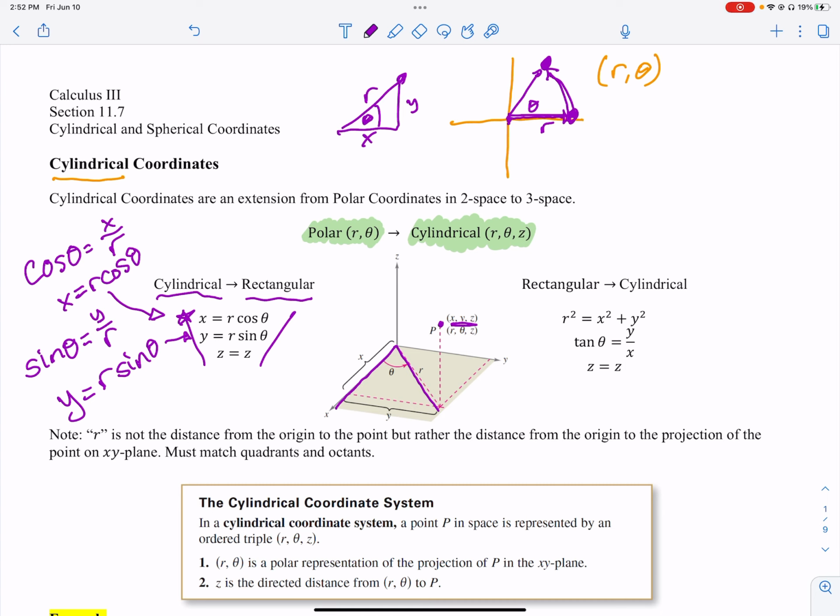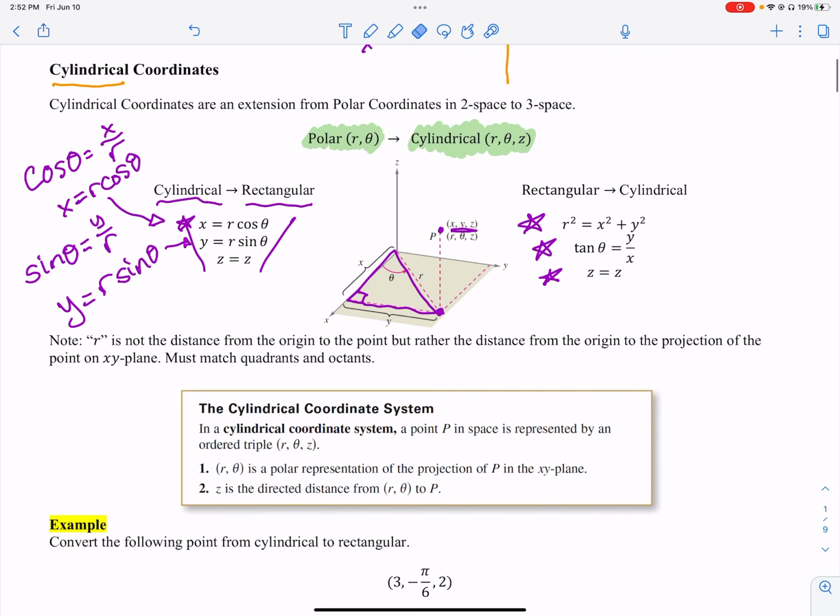If I have rectangular and I want to get back, well, if I acknowledge the triangle that's here on the screen, this point is x and y, and then that distance is r. I get the Pythagorean theorem from that right triangle, right angle being there. I also get tangent. Tangent is opposite over adjacent, or y over x, and then z is z. So that is going the other way around. So there are conversion formulas. This is just a formal way to talk about it.